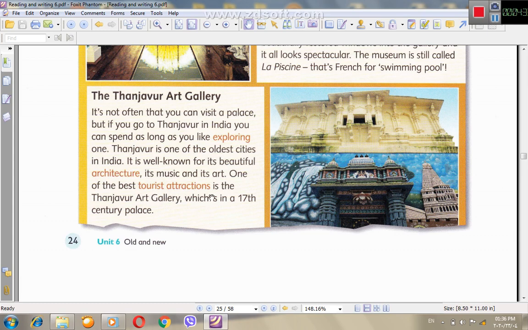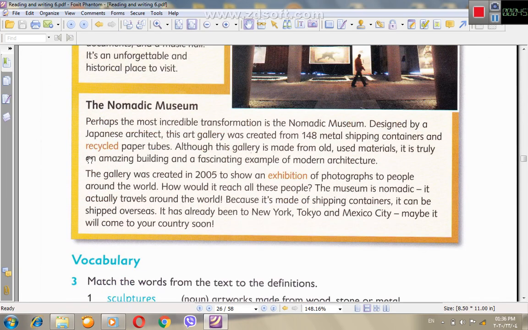Okay, then tourist attractions. Tourist attractions means when visitors go to a place, they like this place. It means tourist attractions are interesting places that the visitors like to see. They like to go there. The next one is recycled. Recycled means reusable, or when something has been used before. Then exhibition.